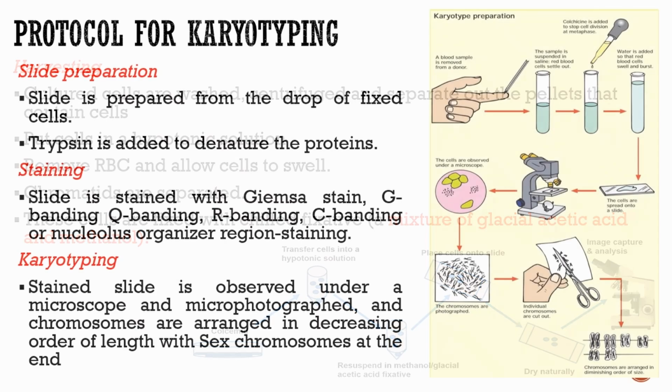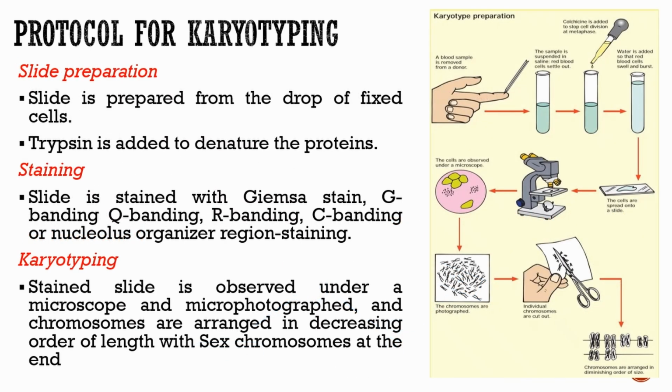Further, the slide is prepared from the drop of the fixed cells. Trypsin is added to denature the proteins by proteolysis. Staining is done by the use of various stains like the Giemsa stain, and the method that is used for banding is known as G banding. There are various other methods known as Q banding, R banding, C banding, or the nucleolus organizer region staining. So these are the various methods of staining which are used for the staining of the chromosomes.